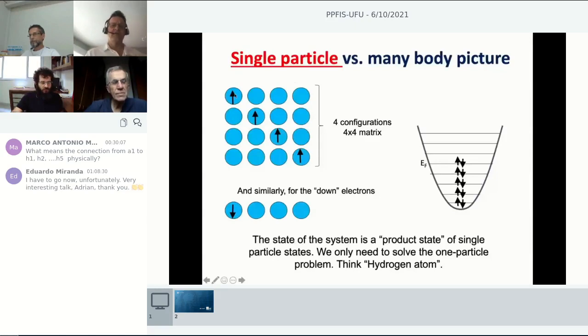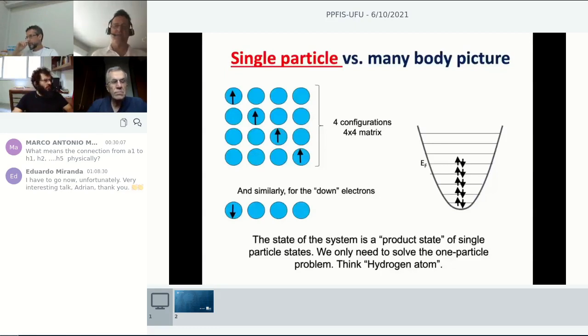And here what I'm showing is 4 possible configurations of one particle in 4 orbitals with spin, right? So this particle can be here, here, here, here, right? Now I can also have a particle with spin down, and I'll have 4 other configurations for the spin down. But these are all single particle states, and the problem can be solved exactly very easily because it's basically a 4x4 matrix.